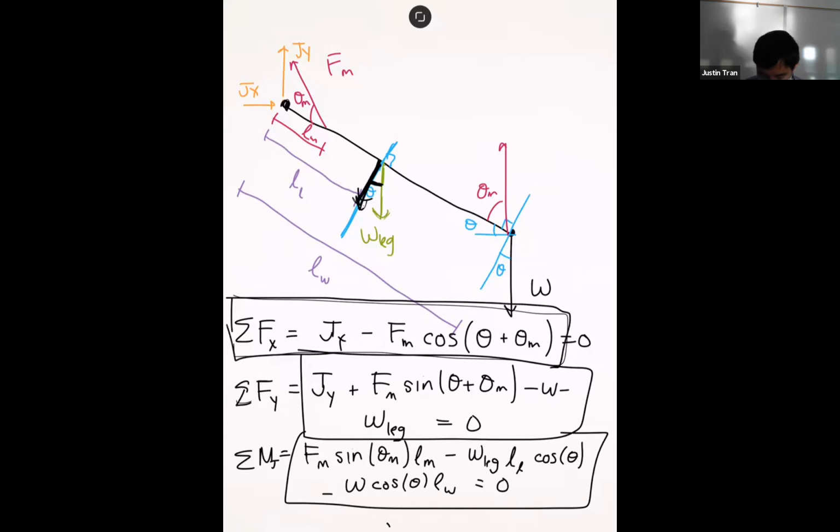All right. And so those are all our 3 statics equations. And then we can solve them for our 3 unknowns. All right. Any questions on this?